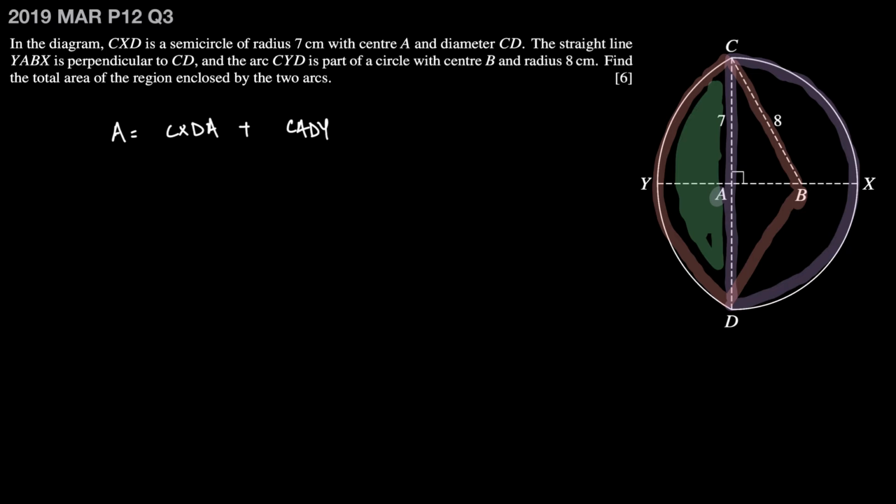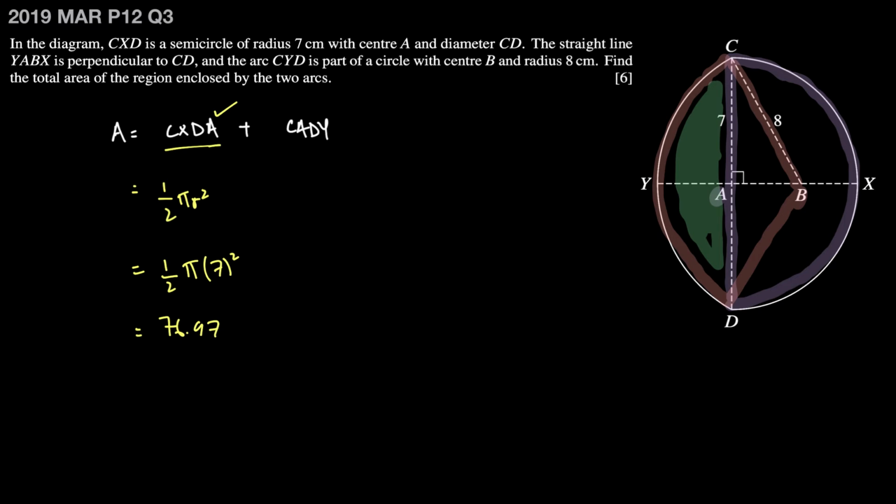Now, the area of the semicircle is straightforward. That's simply 1 over 2 pi r squared. And we know that the radius for the semicircle with center A is 7 centimeters. So we can say that this is 1 over 2 times pi times 7 squared. And this comes out to 76.97 centimeters squared. So that's the area of CXDA.